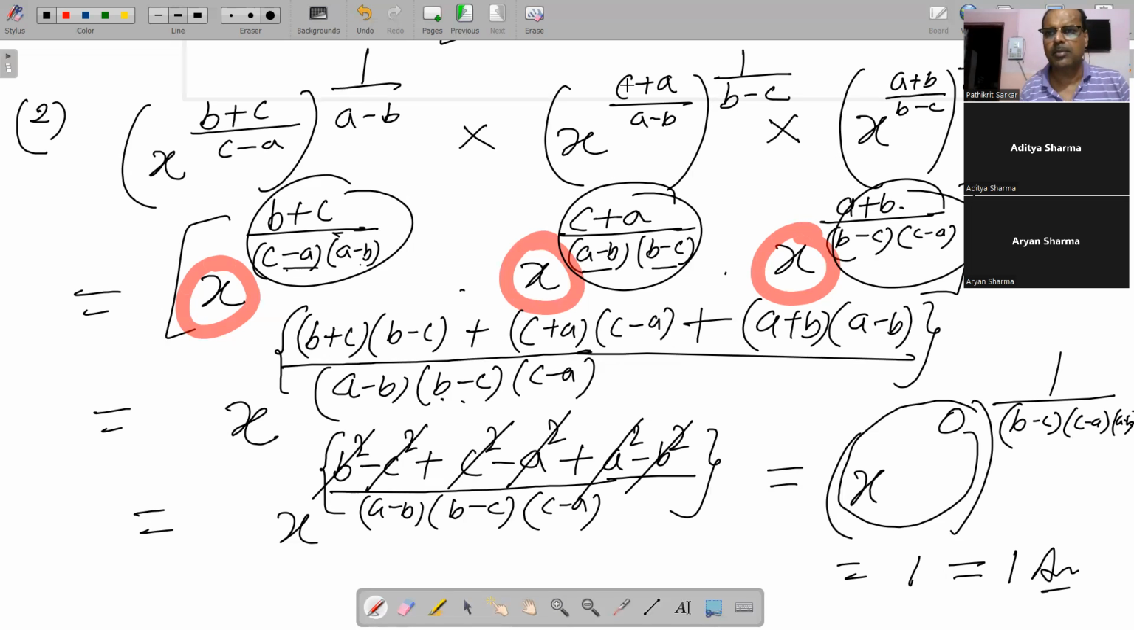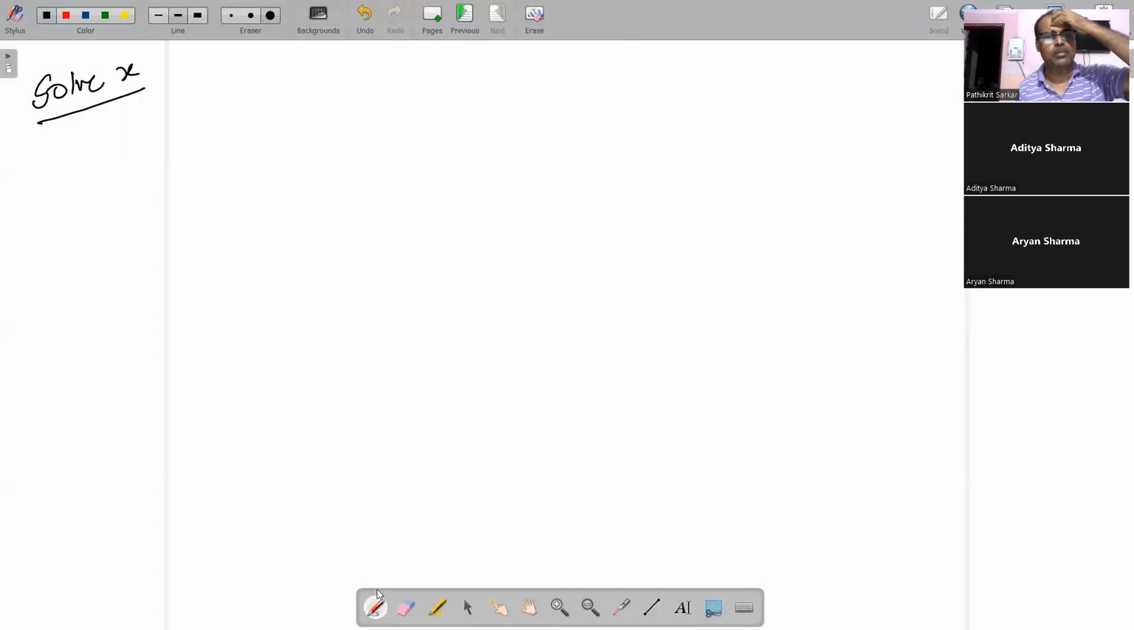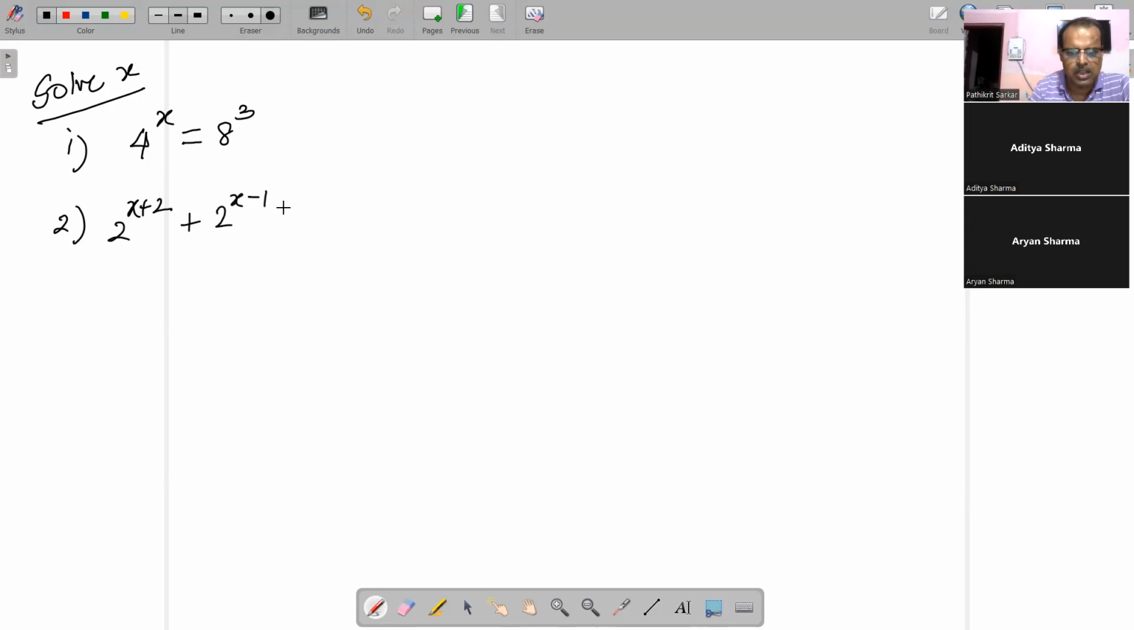ठीक है, तो एक बार देख लो, दिस जो प्रॉब्लम टू सॉल्व प्रॉब्लम, हमको क्वेश्चन सॉल्व करने के लिए बताया। सर नंबर 1 एक प्रॉब्लम दिया गया, दैट इज 4 टू द पावर x इज इक्वल टू 8 क्यूब। नंबर 2 एक प्रॉब्लम दिया गया, 2 टू द पावर x प्लस 2 प्लस 2 टू द पावर x माइनस 1 इज इक्वल टू 9। तो ये दोनों को सॉल्व करना है। तो फर्स्ट विल टेक दिस प्रॉब्लम। फर्स्ट कैसे सॉल्व करेंगे?